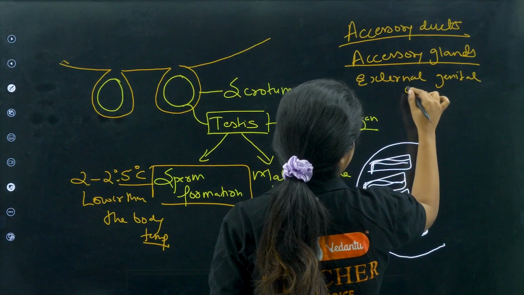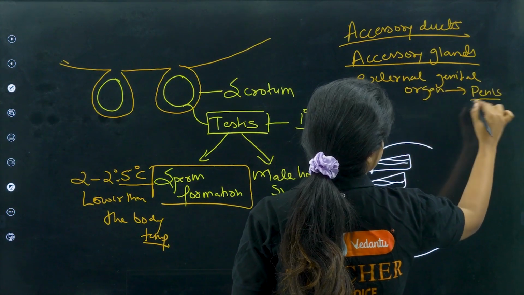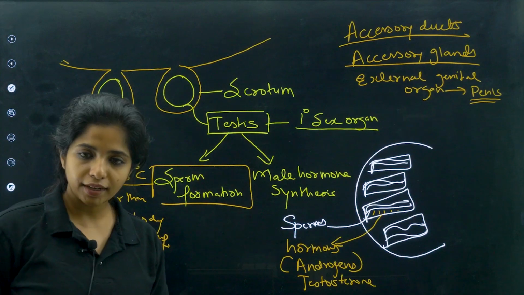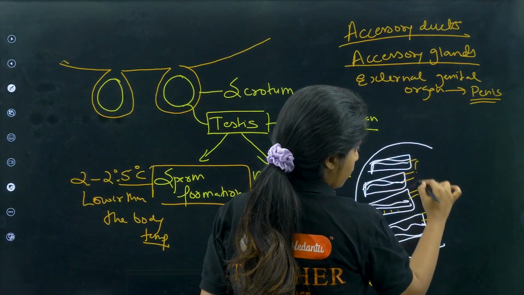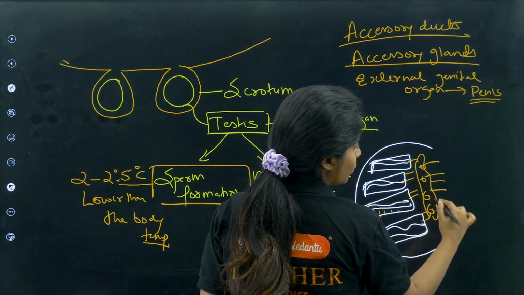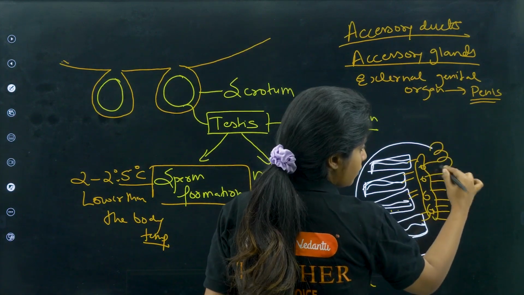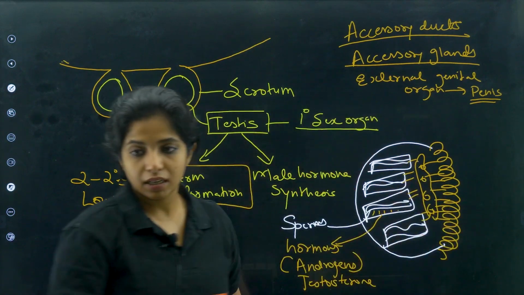External genital organ, which in the case of male is what? Penis. Got it? So from here, the sperm is going out with the help of something known as rete testis. From rete testis, it will go out with the help of vasa efferentia. From vasa efferentia, it will go to something known as epididymis. Now it is outside the testis.